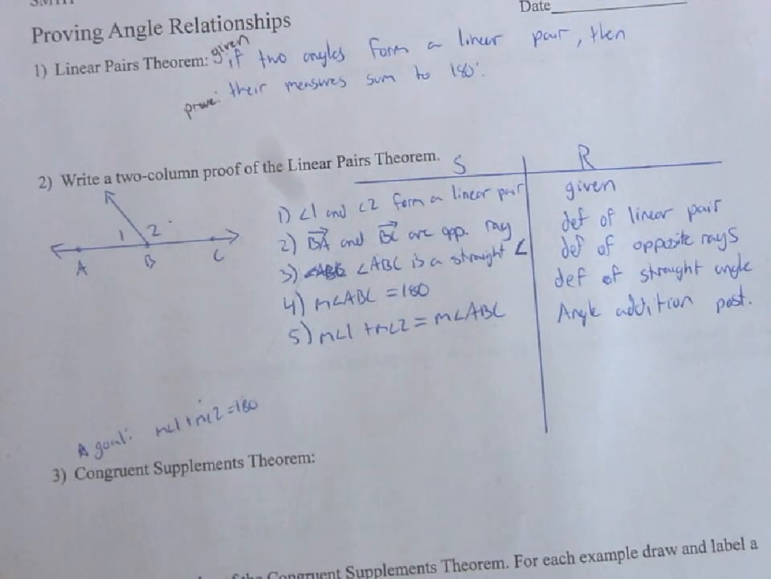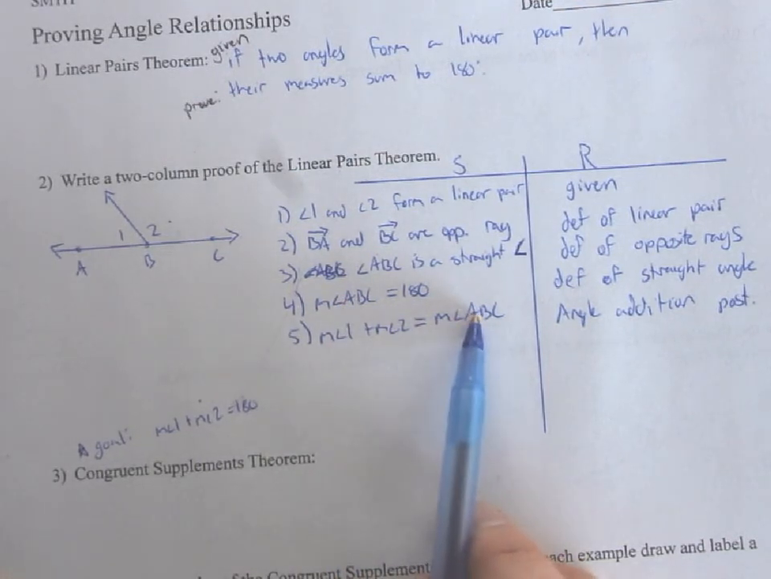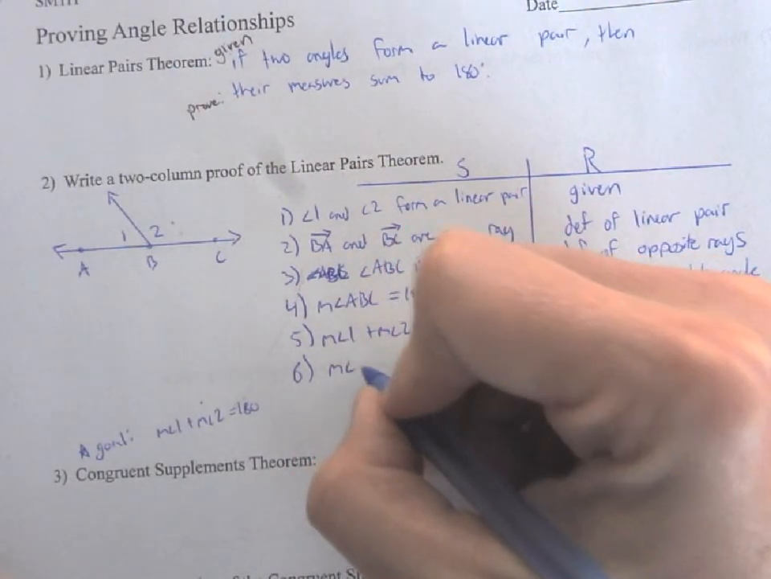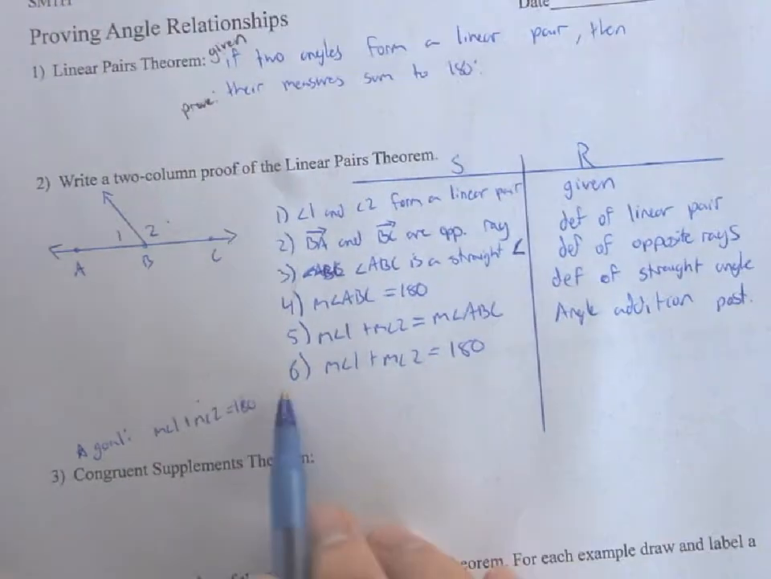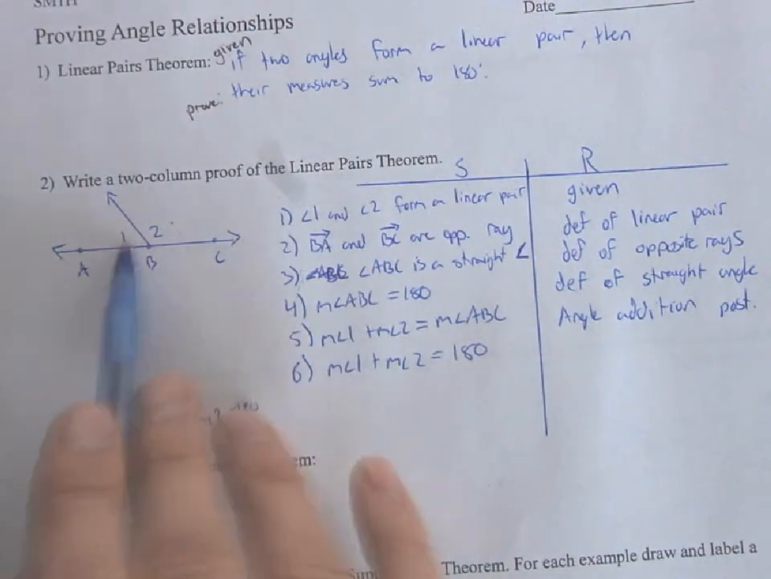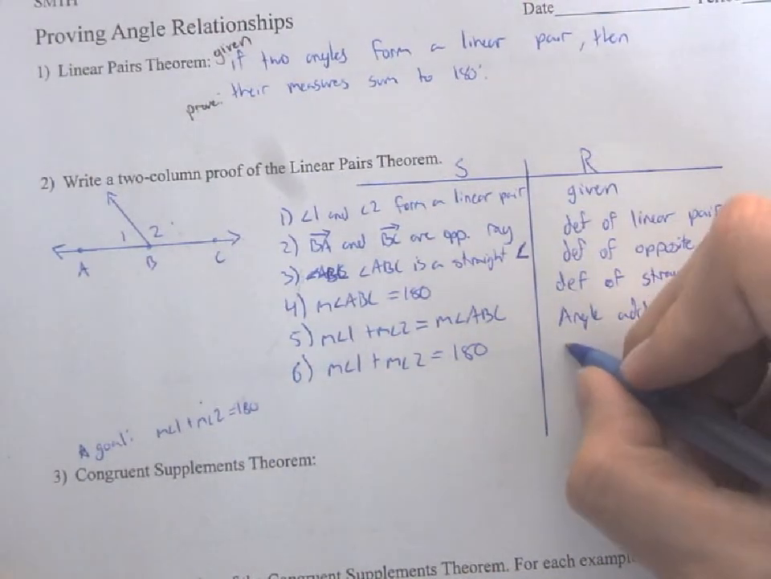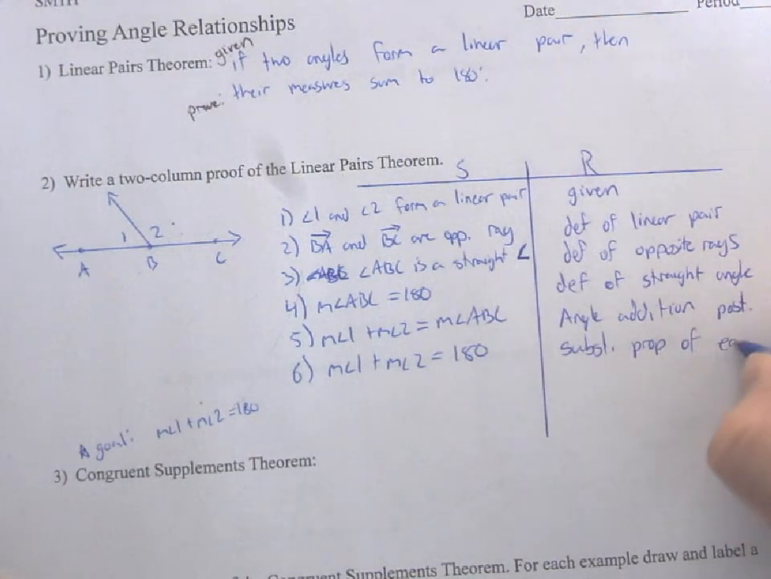Okay. And now notice that we can do a substitution, right? We've already said that the measure of angle ABC is equal to 180, so I can just take this piece and replace it with 180. Remember, whenever we replace something with what it's equal to, we call that substitution. And that's actually what we wanted to prove, right? We wanted to prove that the two measures sum to 180. If these two angles are linear pairs, then their measures sum to 180. And there we go. Okay, so that was substitution property of equality.